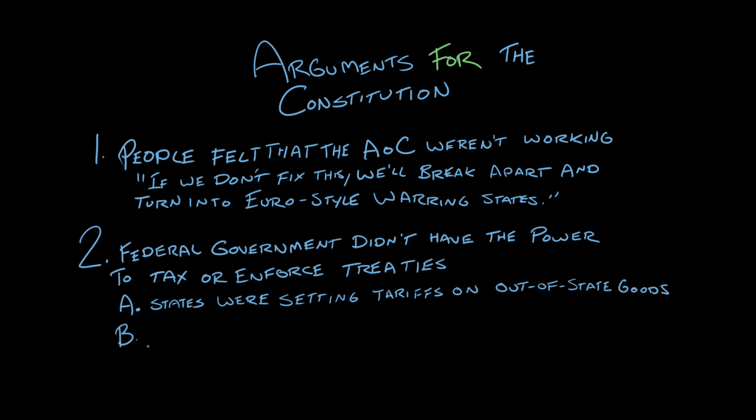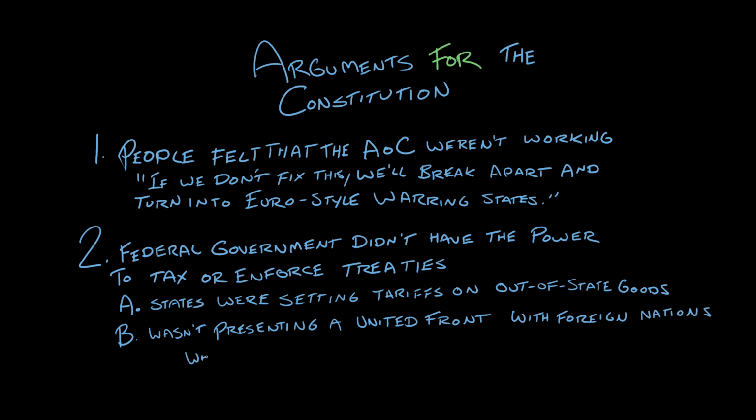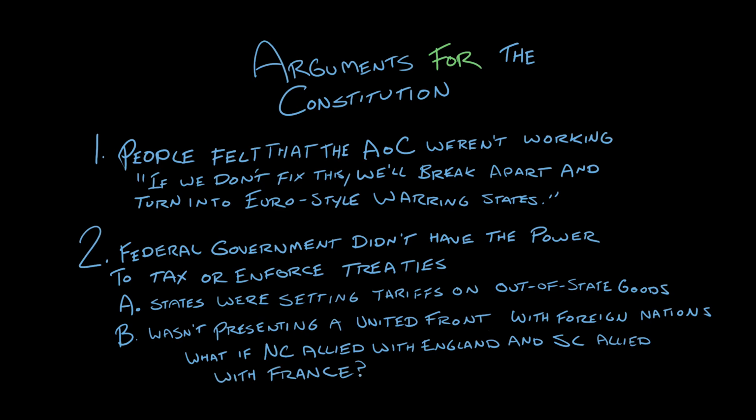Second, we needed to present a united front to foreign governments. So we were very worried what would happen if South Carolina formed an alliance with England and North Carolina formed an alliance with France. That would not be good. The country needed to speak with one voice. So those are some of the arguments made for adopting the Constitution.